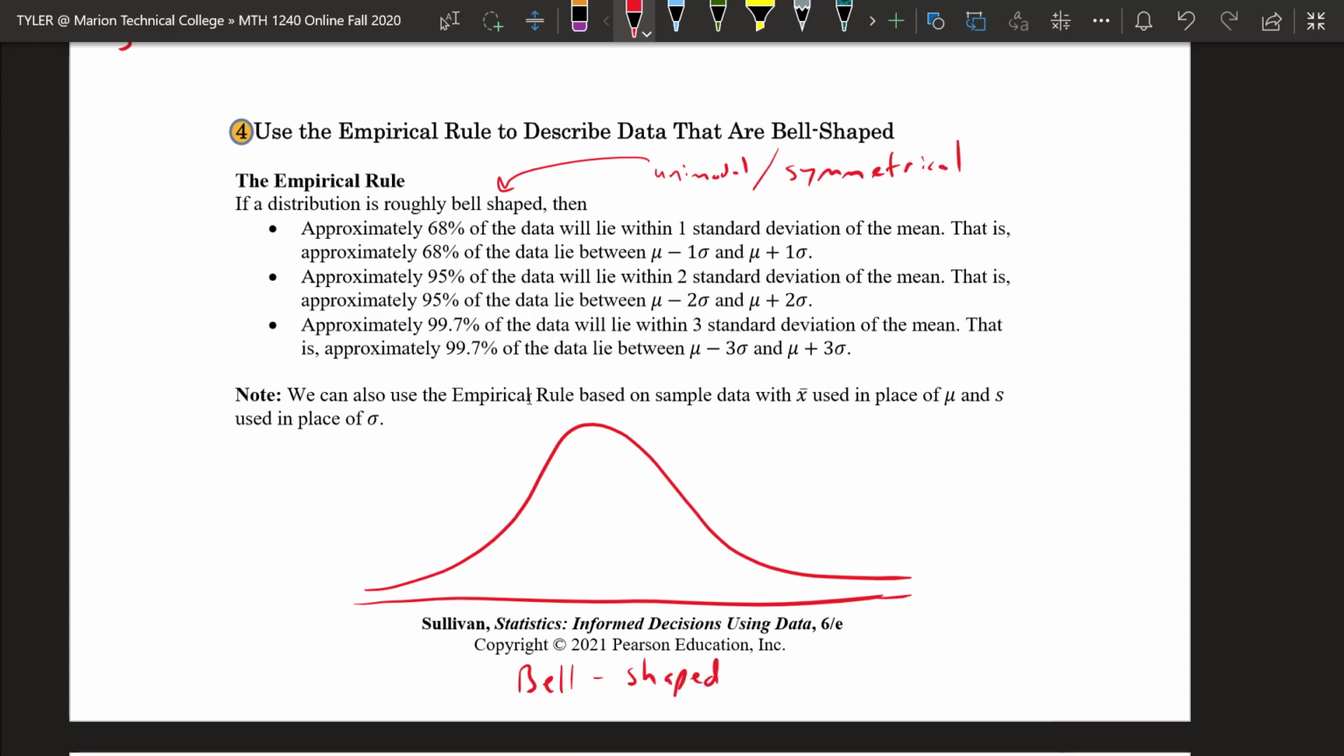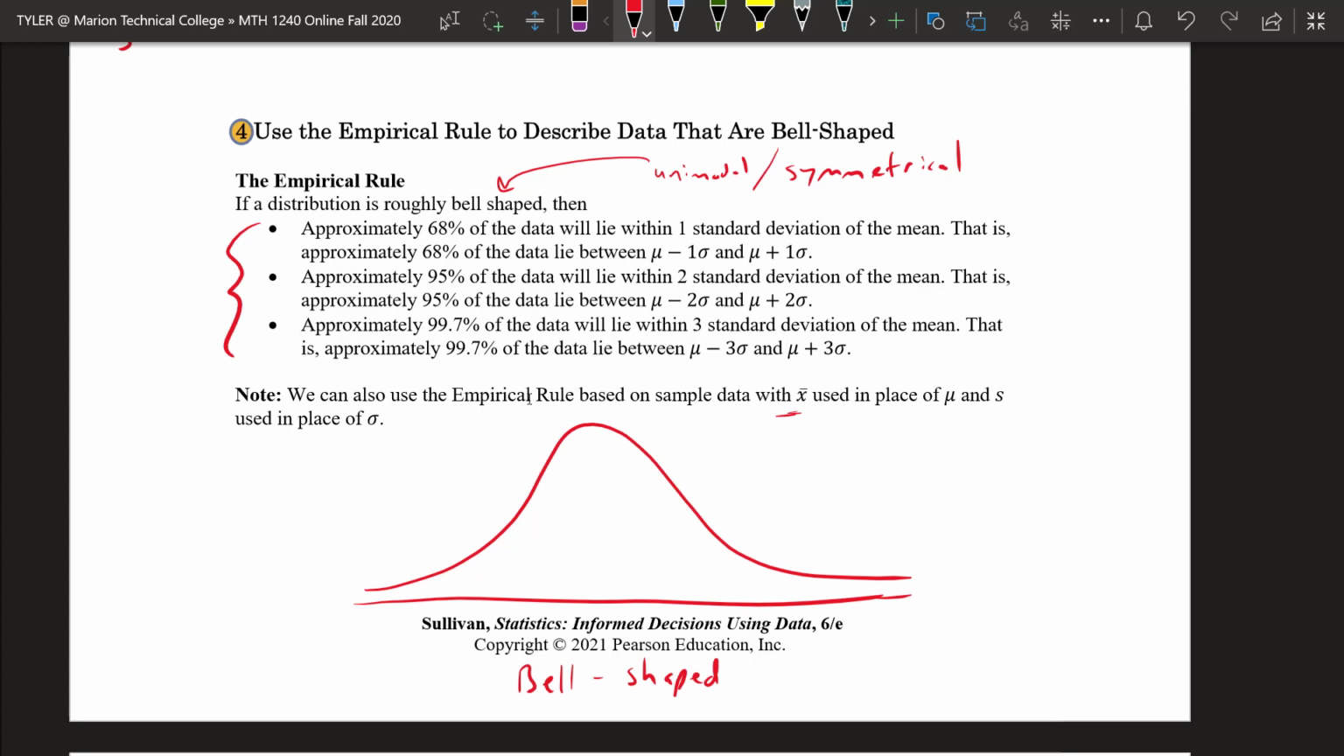Approximately 68% of the data is going to lie within one standard deviation of the mean, approximately 95% of the data is going to lie within two standard deviations of the mean, and approximately 99.7% of the data is going to lie within three standard deviations of the mean. These three bullet points are something special that you're going to have to know. We're going to use them a lot, and this applies whether you use the sample mean or the population mean. It still works in both cases.